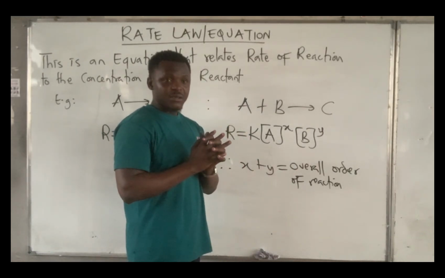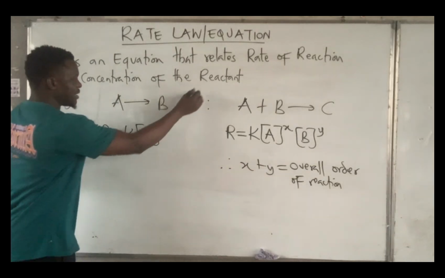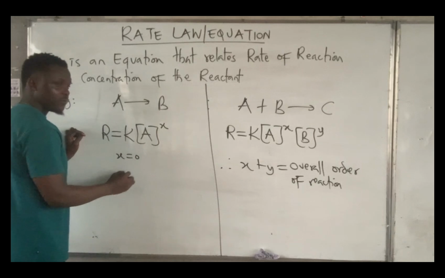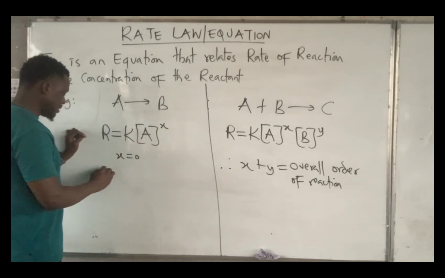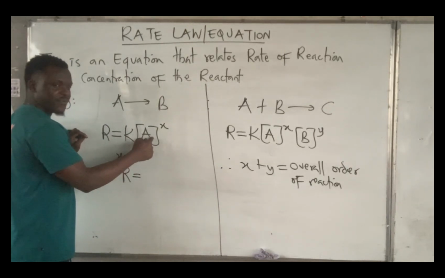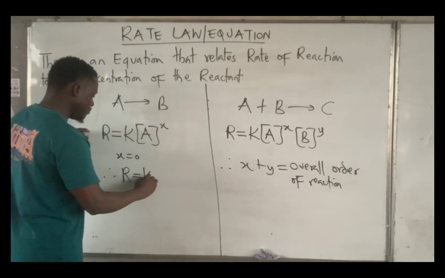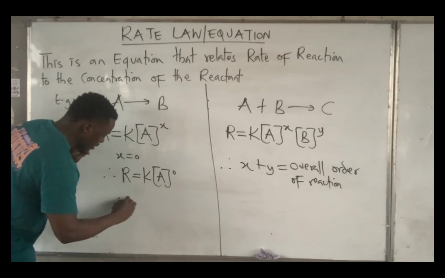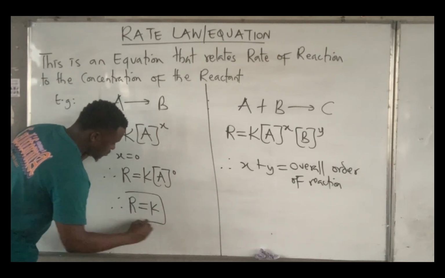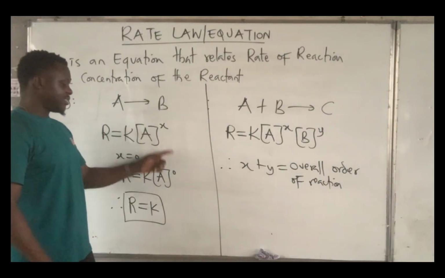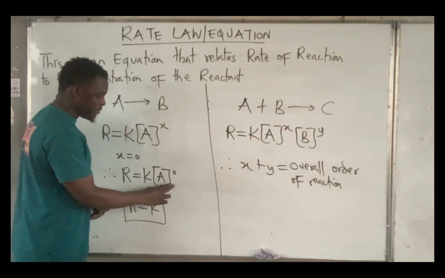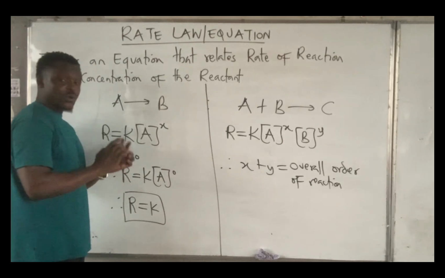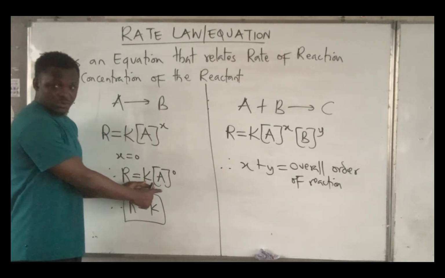In this case, this is actually two different equations. If you're considering this guy, if X is equal to 0, this is a zero order reaction, which means that the rate is independent of the concentration. It becomes 0. Anything raised to the power of 0 is always 1. So if X is equal to 0, it means that anything raised to the power of 0 is 1, right? That means the rate for a zero order reaction is independent of the initial concentration.